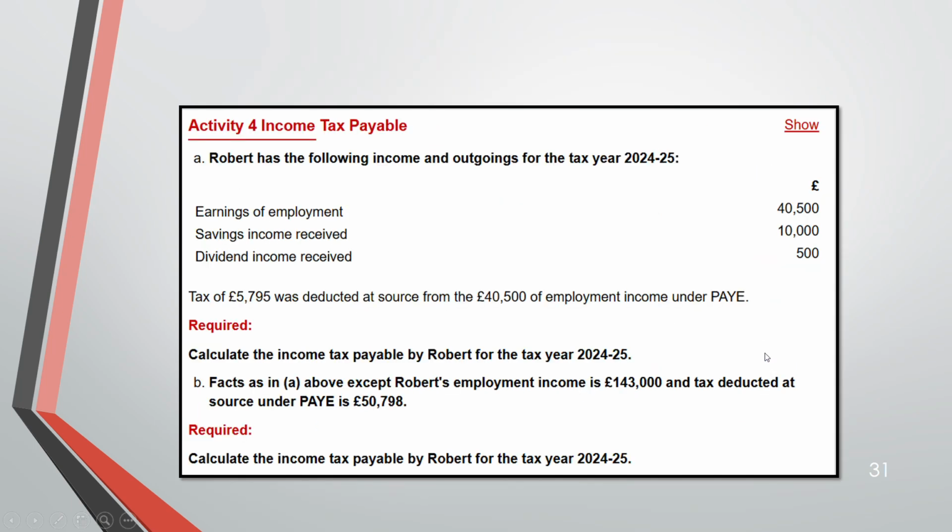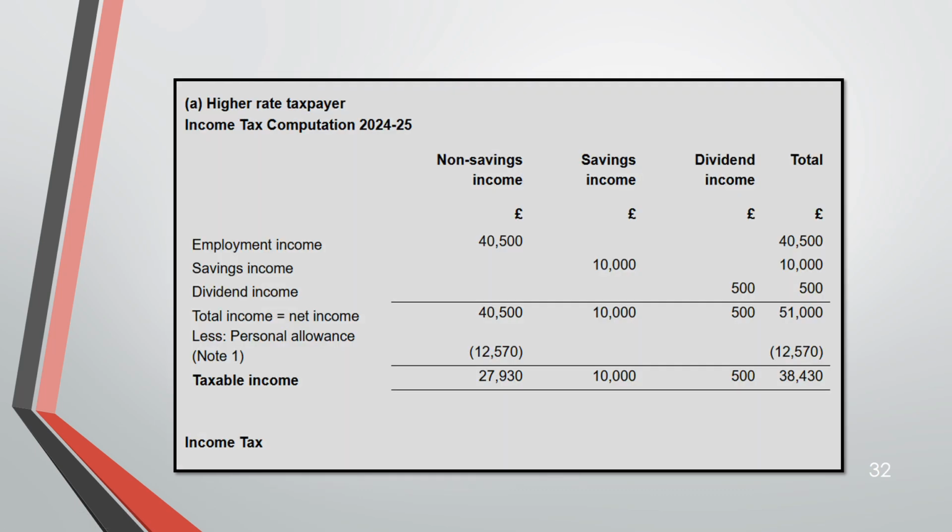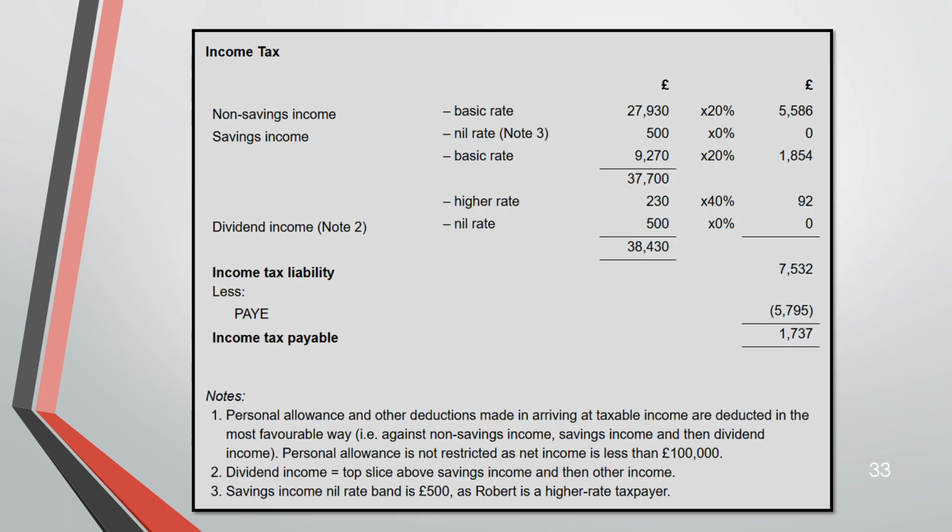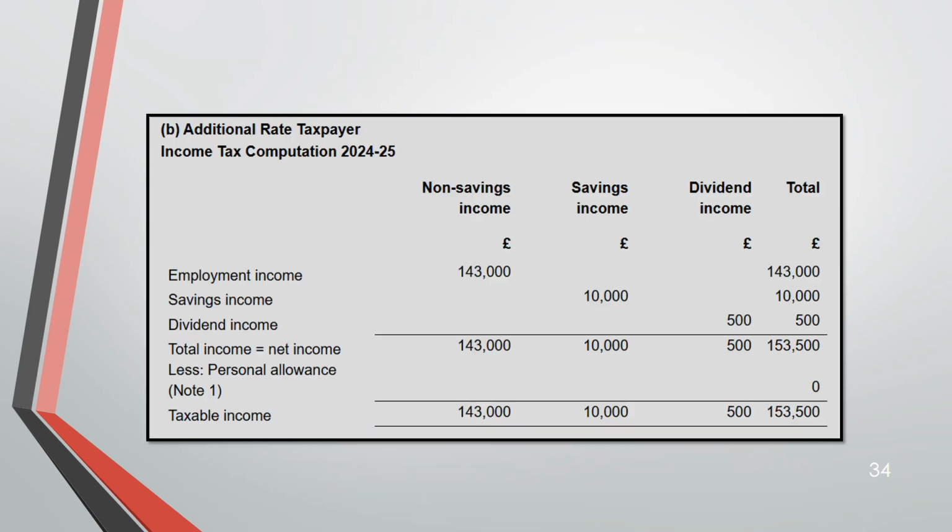Now activity 4 also I've done. I've taken a screenshot and copy pasted in the slides here. So these were the answers where I've calculated the tax at two different levels, higher and additional.